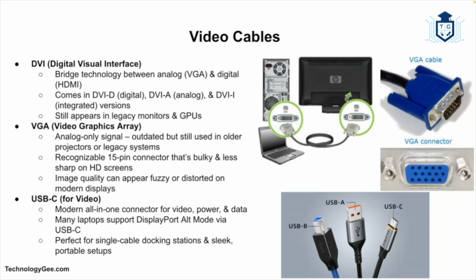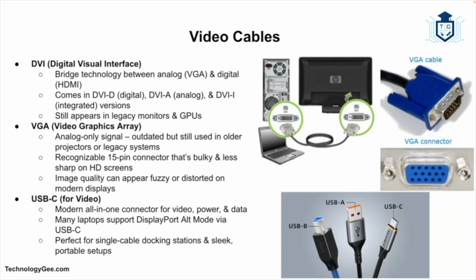You also have what is called a DVI cable, and this is the cable right here with the white connector. The DVI stands for Digital Visual Interface, and this is a transitional format between VGA and HDMI. And this comes in 3 flavors. You got DVI-D, which the D stands for digital, DVI-A, which is for analog signals, and DVI-I, which is for integrated signals. Now, this is still used in older monitors and graphics cards, so you will see this out there somewhere.